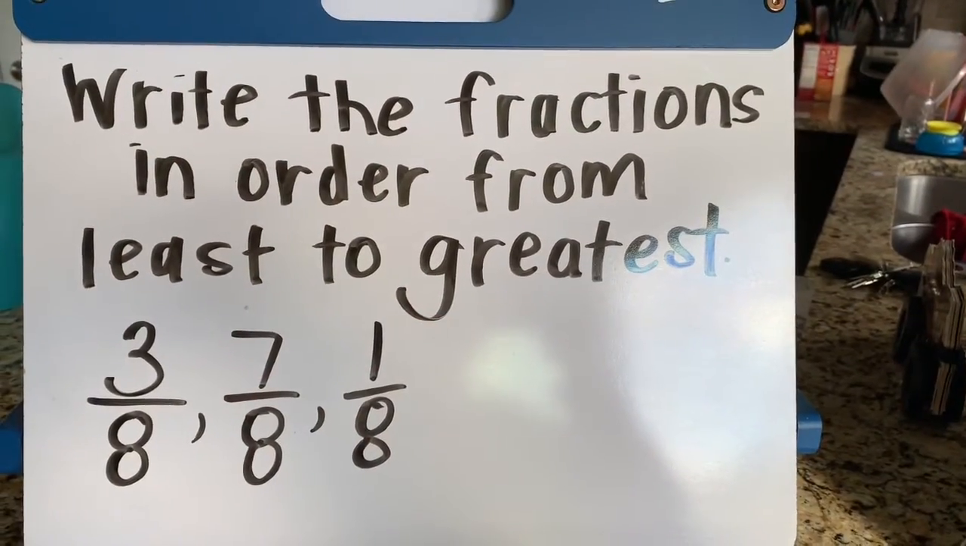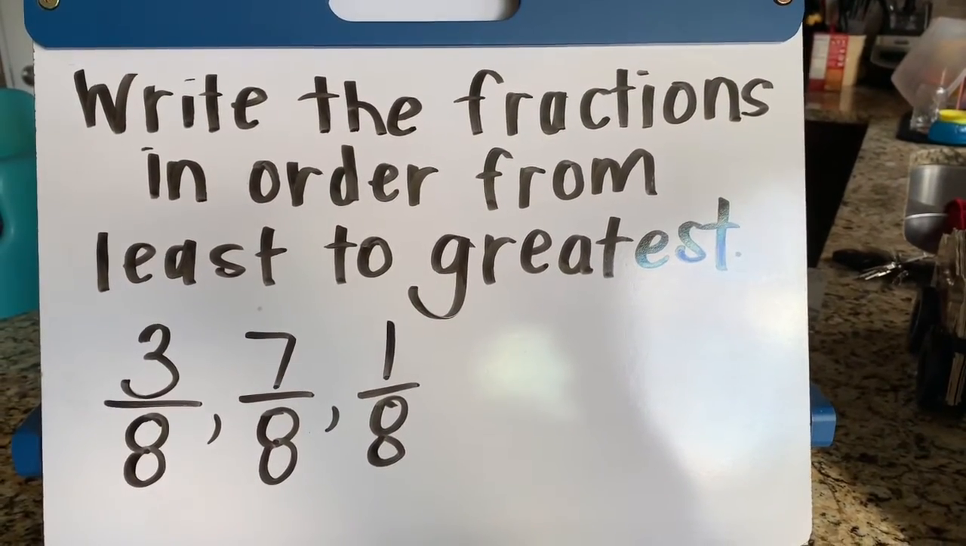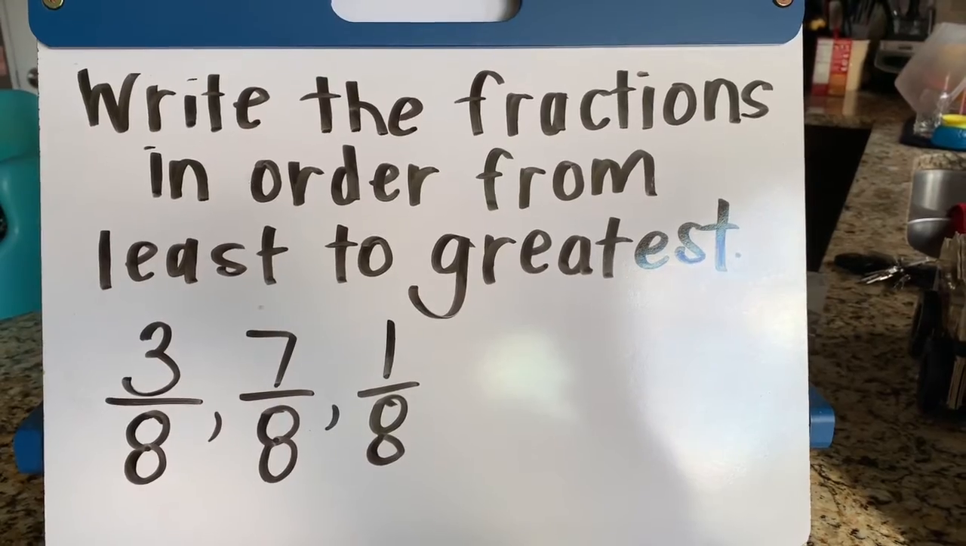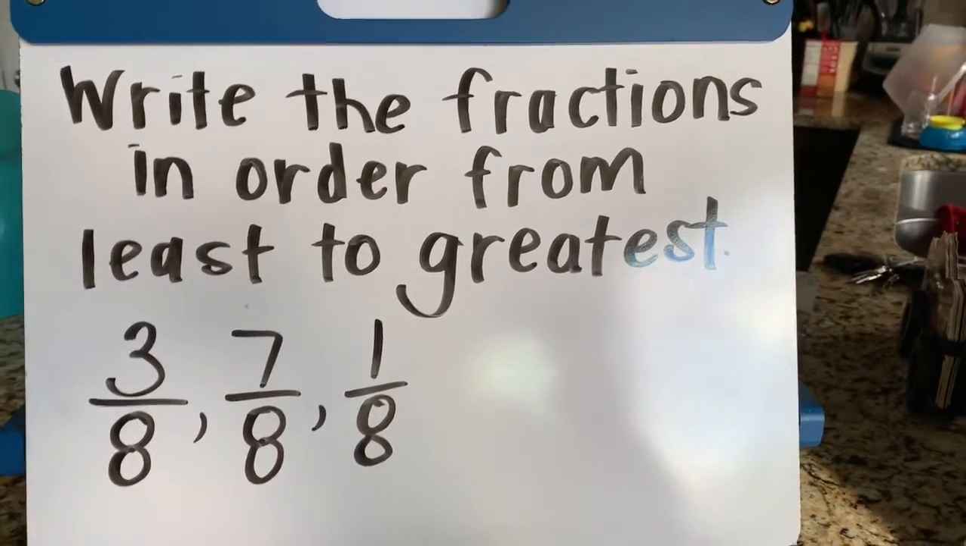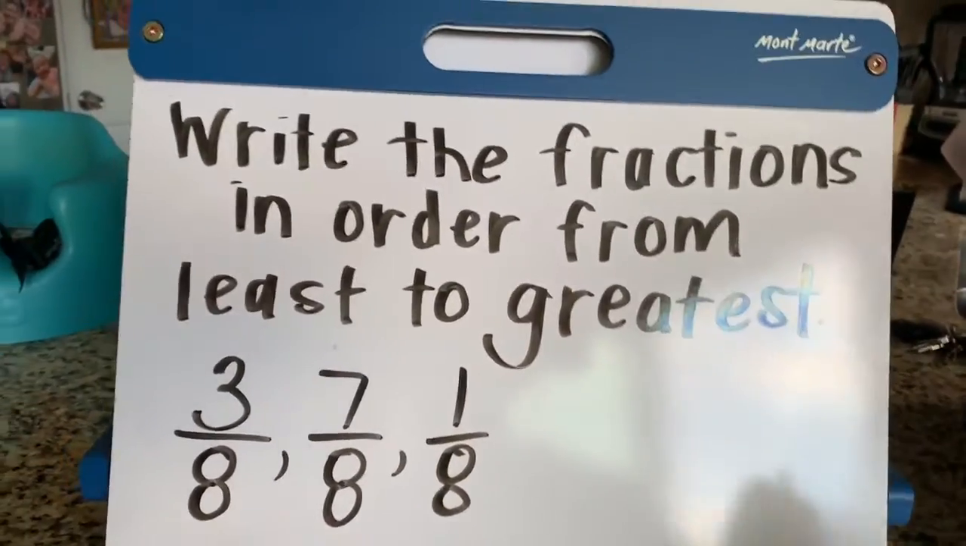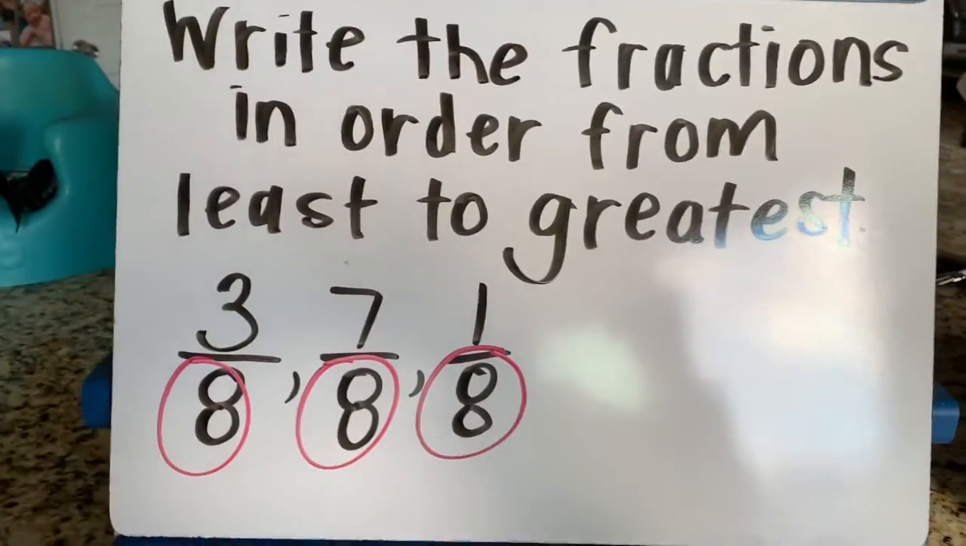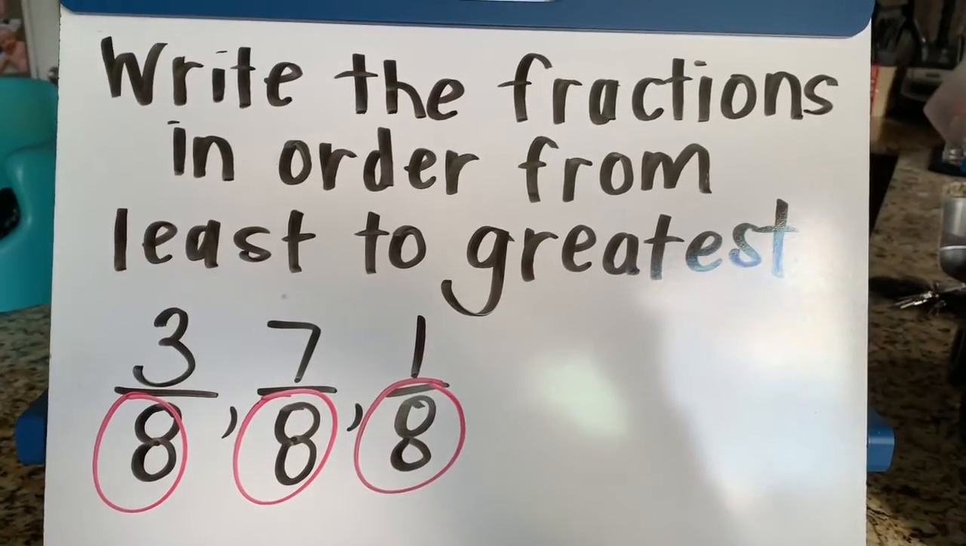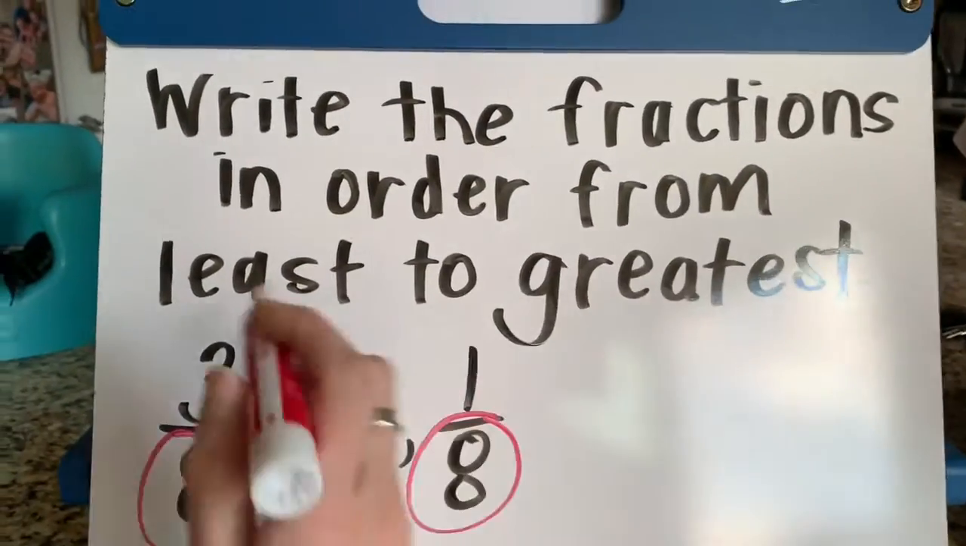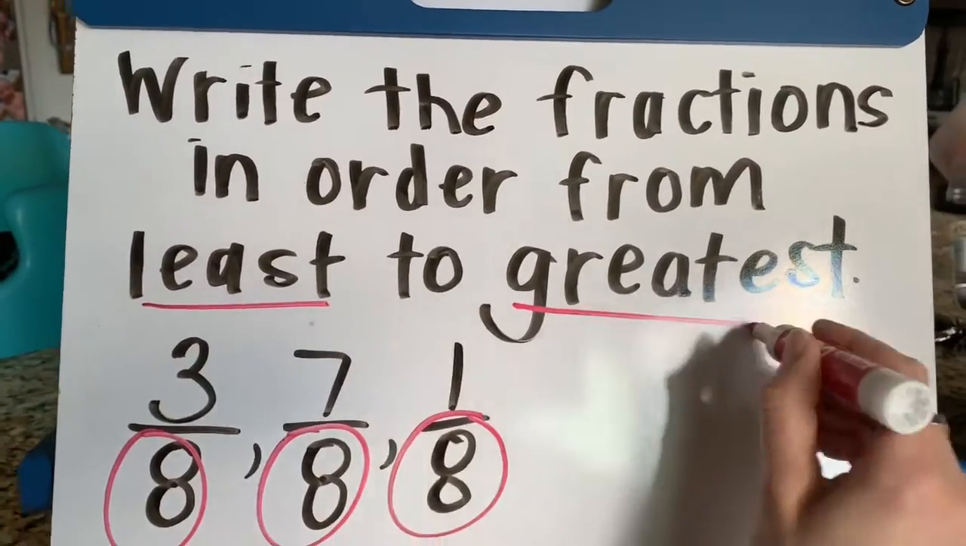Now we're going to be practicing writing the fractions in order from least to greatest. What do we look at first? The denominator. What do we notice about all the denominators? 8, 8, 8. They're the same. Do we have to do anything fancy? No, we are just going to write the fractions in order from least to greatest.